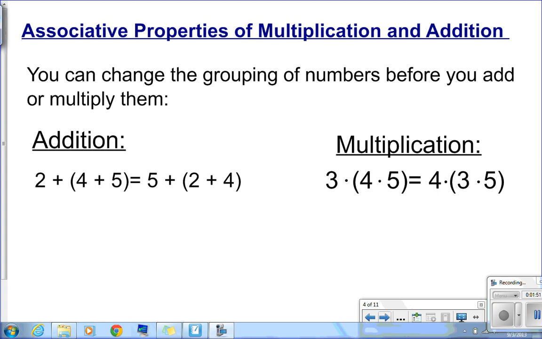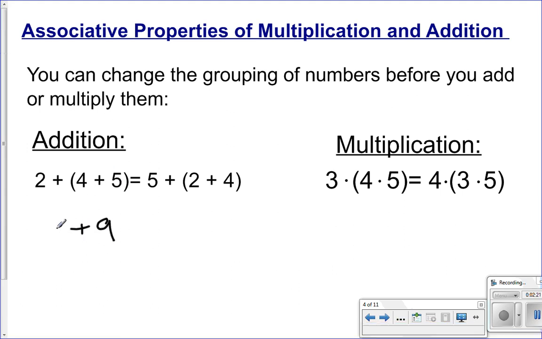Now let's look at the associative properties of addition and multiplication. You can change the grouping of numbers before you add or multiply them and get the same answer. So let's look at addition first. I have 2 plus the quantity 4 plus 5 equals 5 plus the quantity 2 plus 4. Simplifying these, if this property is true, both sides should equal the same. So I have to start with 4 plus 5 because of order of operations. And so 4 plus 5 equals 9. So I bring down the 2, and I do 2 plus 9 equals 11.